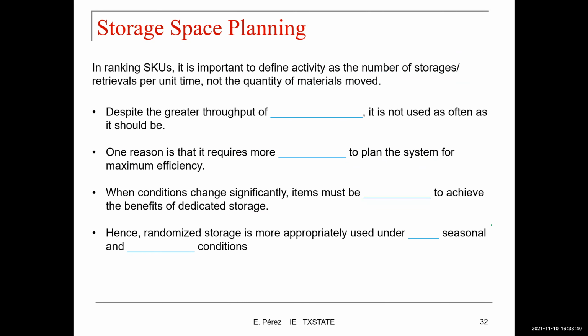So in ranking SKUs, it is important to define activity as the number of storage retrievals per unit time, not the quantity of materials moved. Despite the greater throughput of dedicated storage, it is not used as often as it should be. One reason is that it requires more information to plan the system for maximum efficiency. When conditions change significantly, items must be relocated to achieve the benefit of dedicated storage. Hence, randomized storage is more appropriately used under highly seasonal and dynamic conditions.